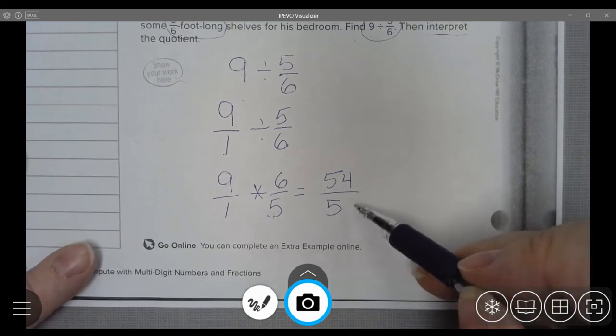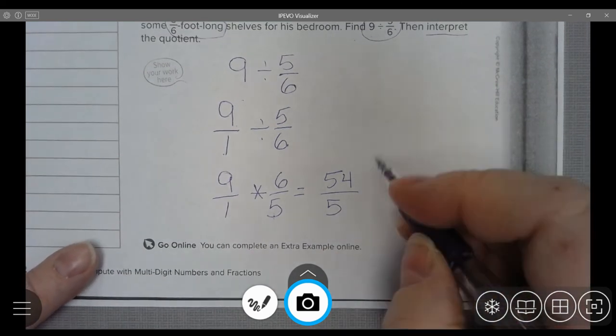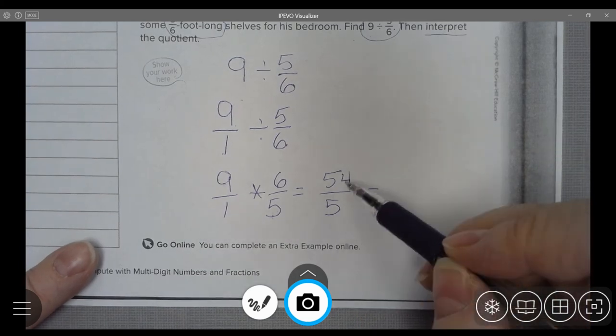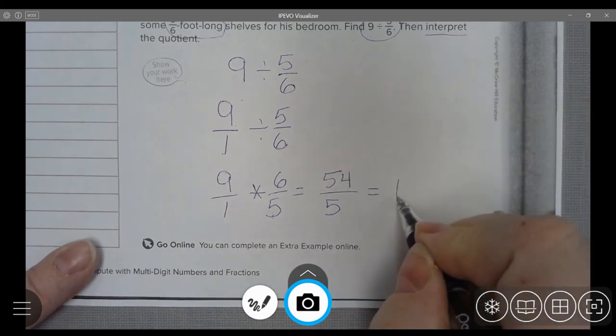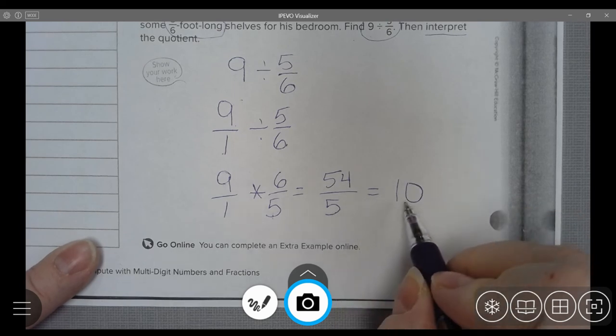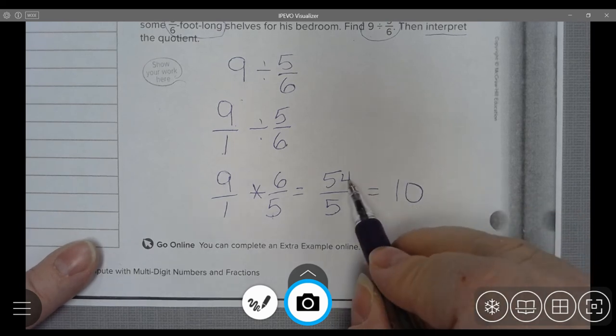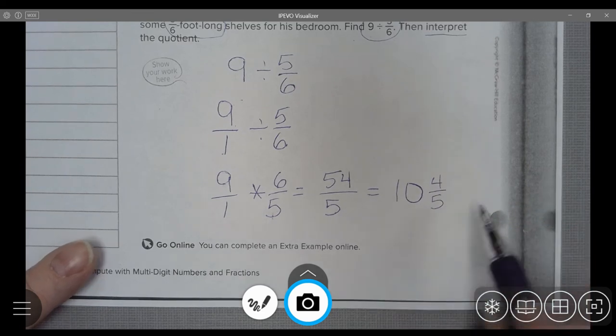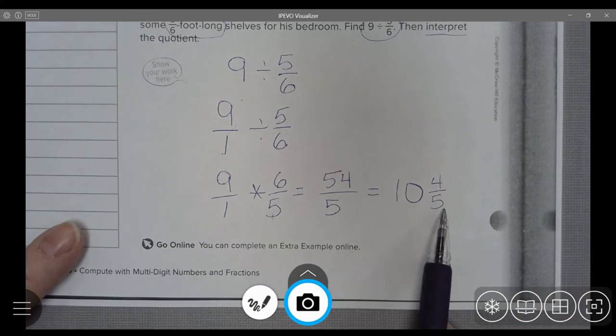So again, I have an improper fraction. So what I need to do is create a mixed number. How many 5's are in 54? There are 10 of them, because 10 times 5 is 50. That would leave 4 left over to create the fraction. So I have 10 wholes and 4/5 left over.